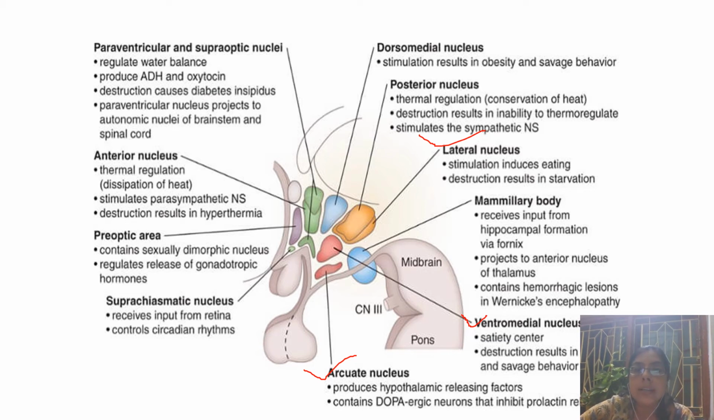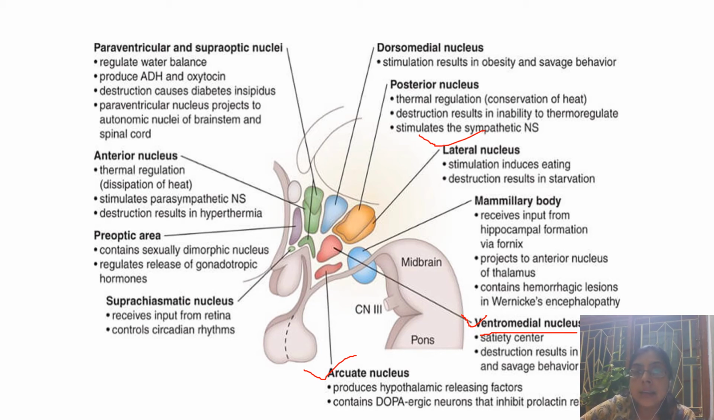The lateral nucleus is known as the feeding center. If you stimulate the lateral nucleus, there will be hunger. So stimulation of the lateral nucleus will induce eating, and destruction will cause starvation. Whereas the ventromedial nucleus is known as the satiety center. If it is stimulated, there will be fullness, no hunger, and if it is destroyed, there will be severe hunger or polyphagia. So the lateral nucleus is the feeding center and the ventromedial nucleus is the satiety center.